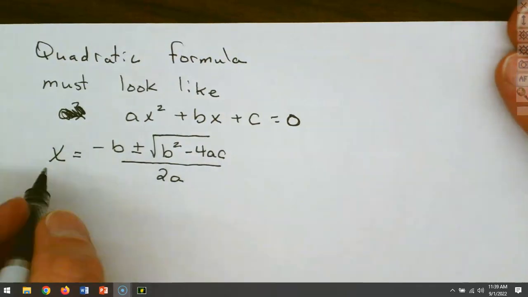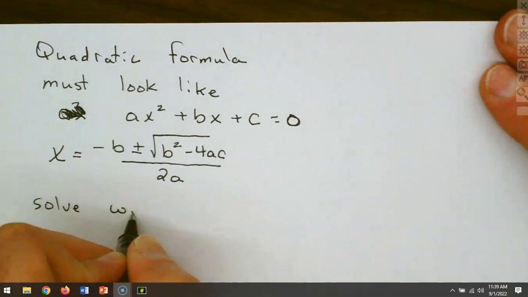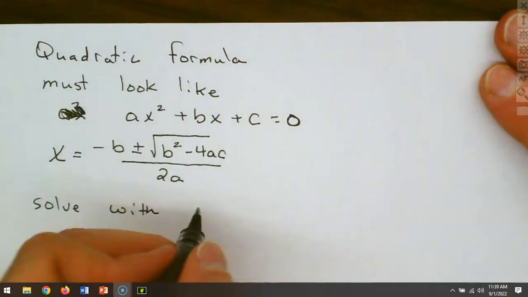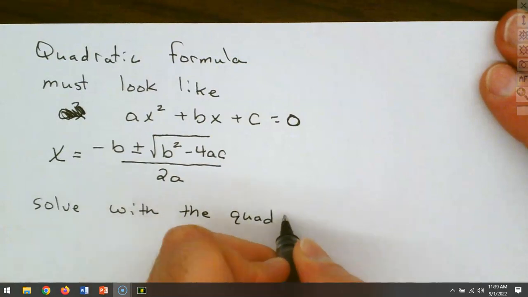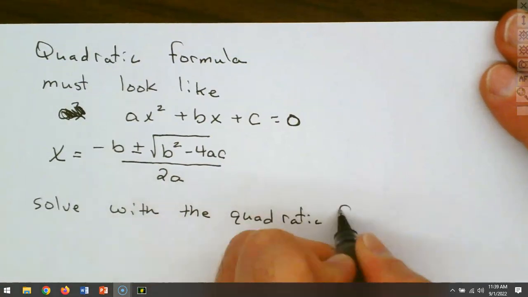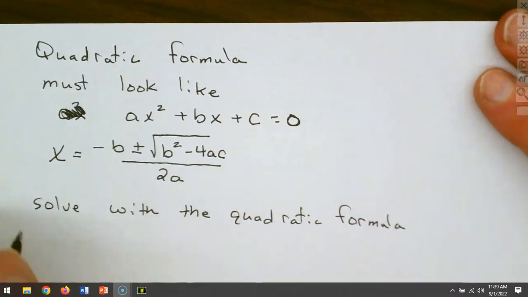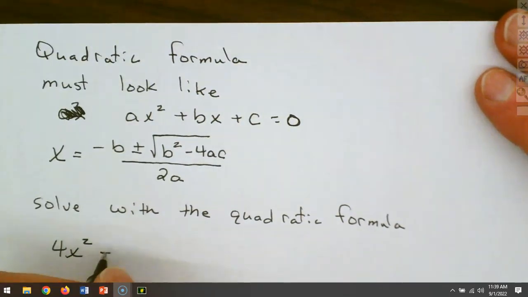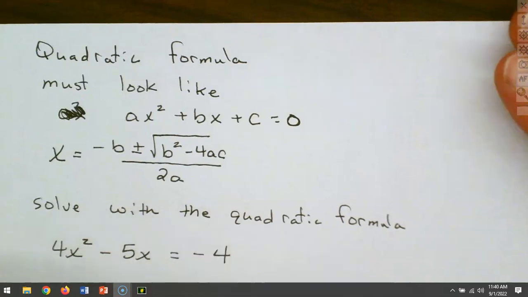So we're going to go ahead and now solve these with the quadratic formula. And we'll start with this one. How about 4x squared minus 5x equals minus 4.